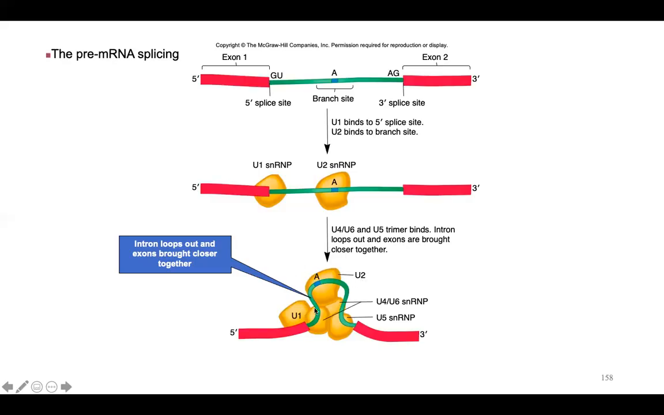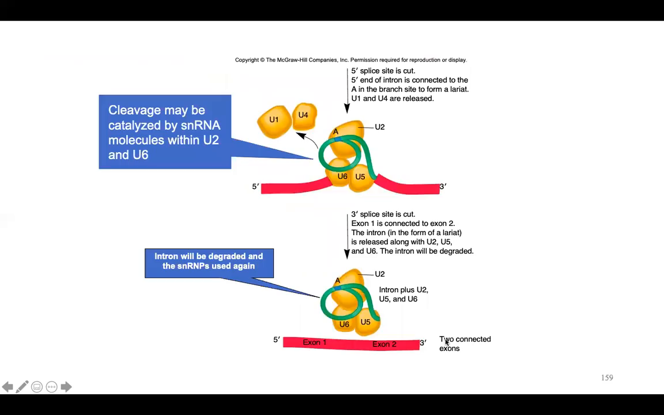So as you can see here, it brings this intron sequence close together. So that's the main point why there's a branch site, where there's a U2 snRNP, for it to form this loop arrangement. So this intron loops out and exons are brought closer together. So the importance of forming this loop structure is to bring the exons closer because we want to combine these two exons.